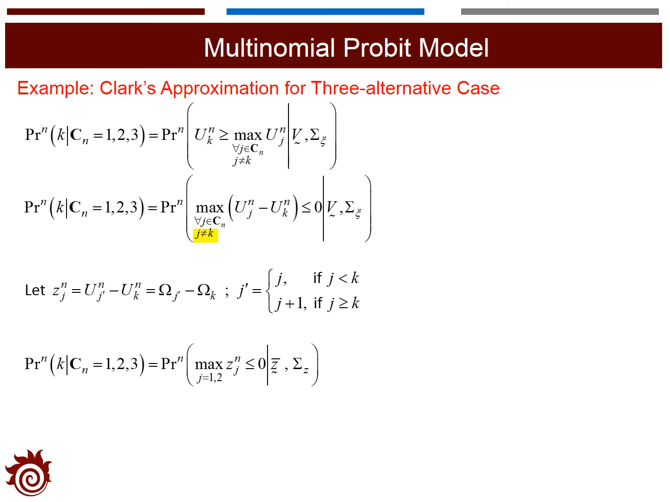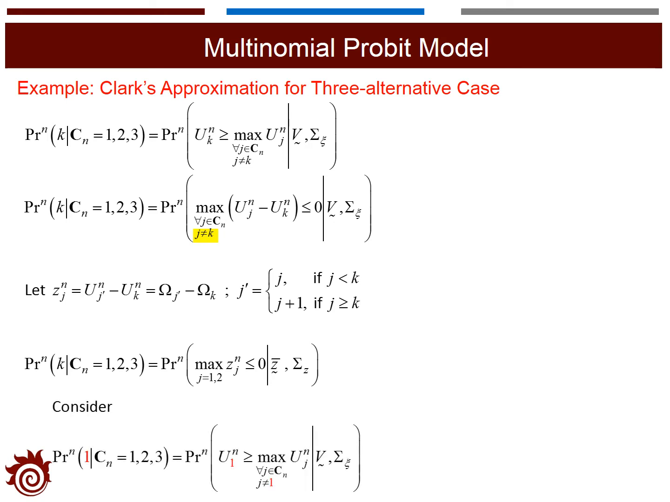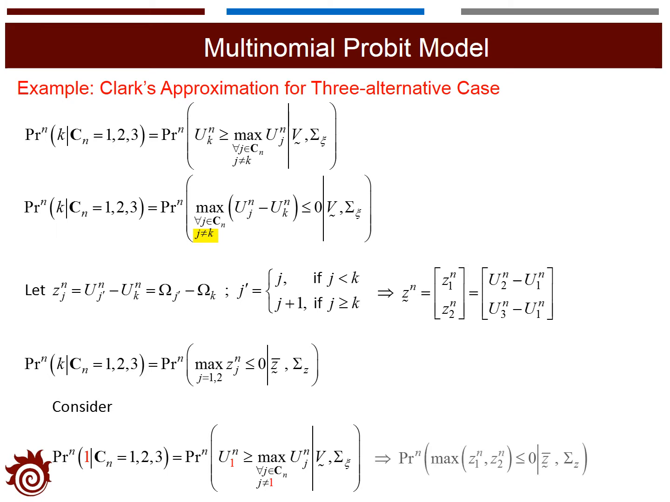In that sense, we can replace uj minus uk with zj. Then we can apply this modification for the three alternatives case. The probability of taking alternative 1 becomes the probability that u1 is the highest utility, and we can find out two terms for the z vector. Term 1 is u2 minus u1, the second one is u3 minus u1, and then the probability becomes the maximization of z1 and z2 is less than 0.